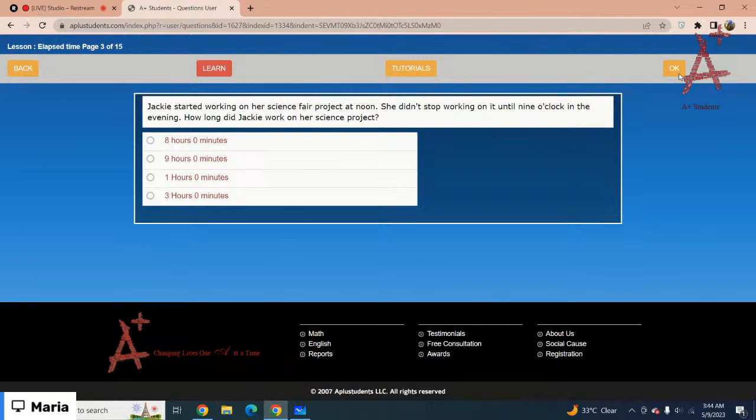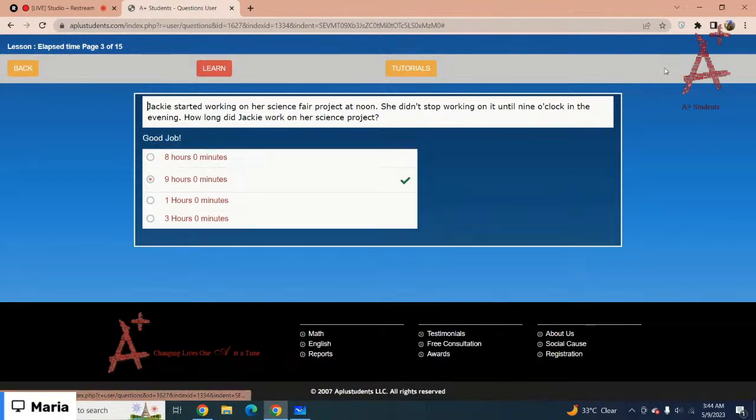That means it would be 9 hours 0 minutes. That means she worked on the project for 9 hours and 0 minutes. Count 12 until 9, so it would be 9 hours 0 minutes. Got it?